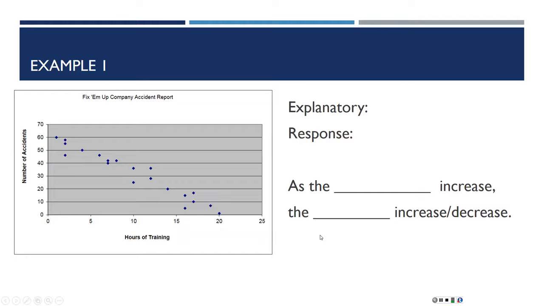So here's a nice, properly labeled graph. This is a scatter plot. This is made in Excel. This shows the pattern of dots going downhill. Which one of these two is the explanatory variable, the hours of training or the number of accidents?